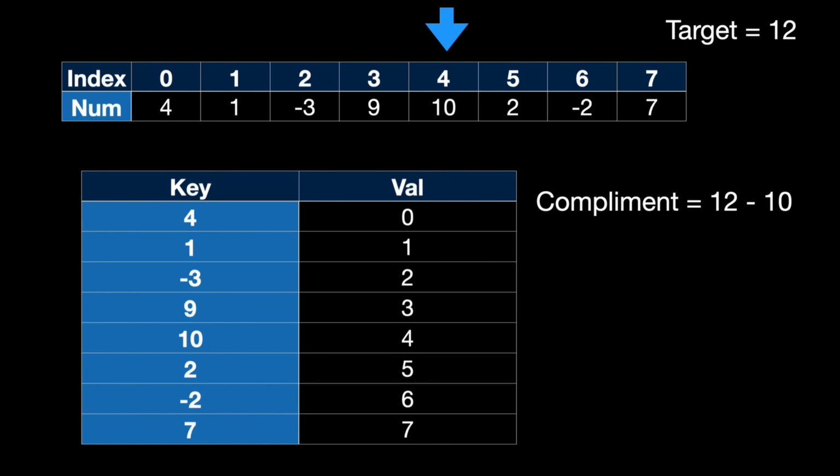In this case, we have 12 minus 10, which is 2, right? 12 minus 10 is 2, and we do have 2, and this is the case. So we return the indices of the two numbers. In this case, you can see that the indices are 4 and 5. So that's the answer that we want to return. So basically that's it, and we can terminate the loop when we find this, right?